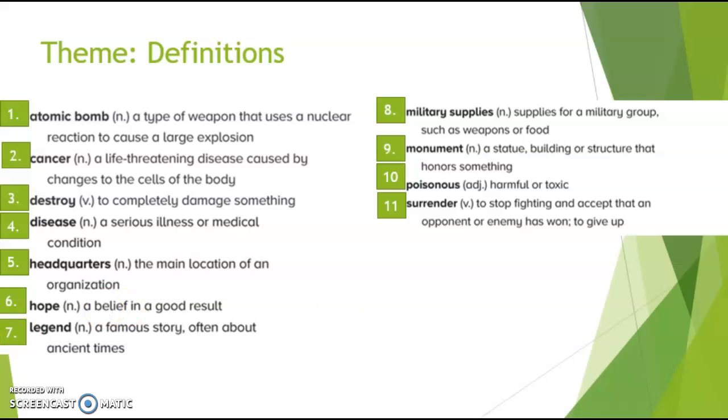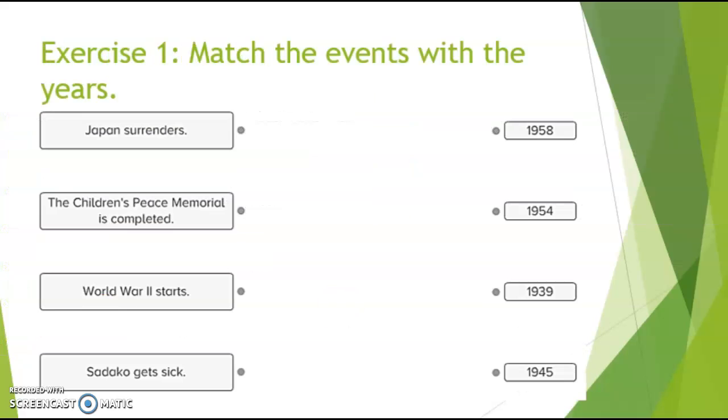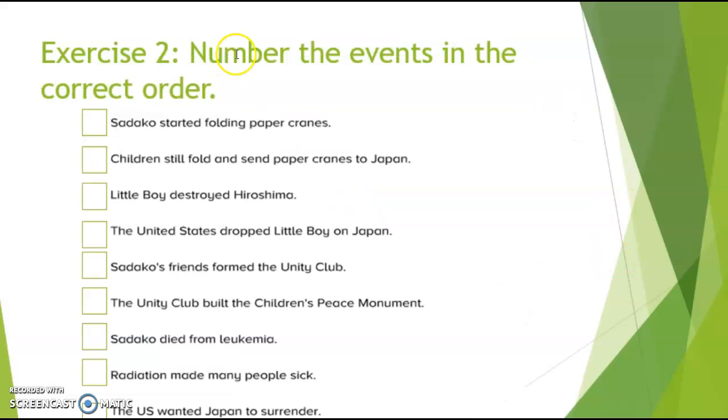Now, for this activity, you are going to match the events with the years. Okay? When Japan surrenders, when the Children's Peace Memorial is completed, when World War II started, when Sadako gets sick, you're going to match with the years. And when you finish that, you're going to number the events in the correct order. Okay, you can read the story again if you need it.